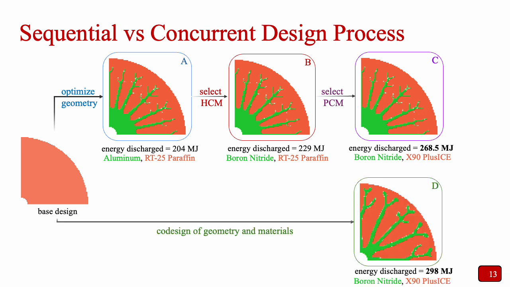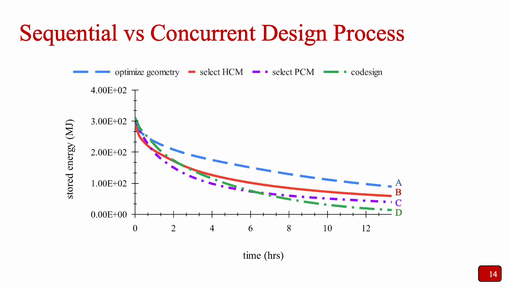Critically, we observe a net energy discharge of 268.5 megajoules. However, our co-design framework optimizes the geometry and material simultaneously. This concurrent approach finds a coupled solution that is superior, discharging 298 megajoules.